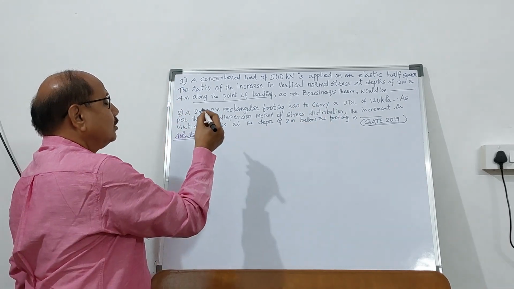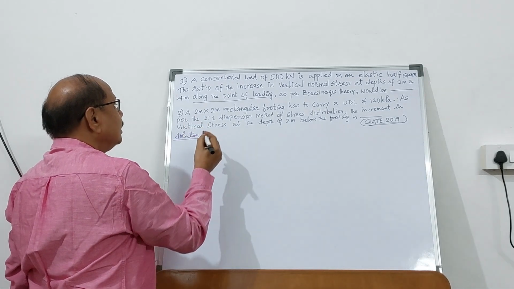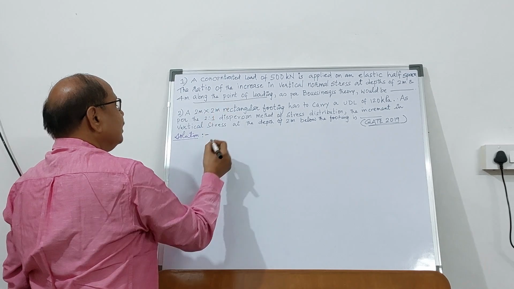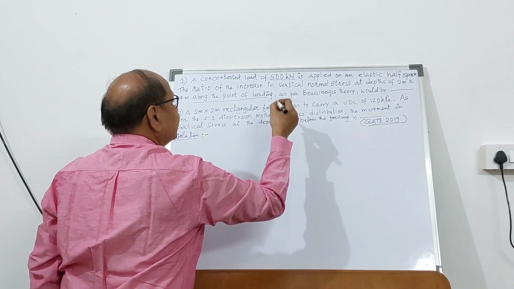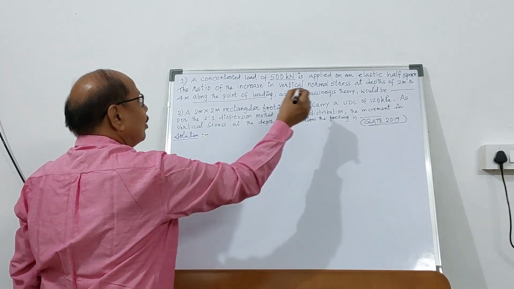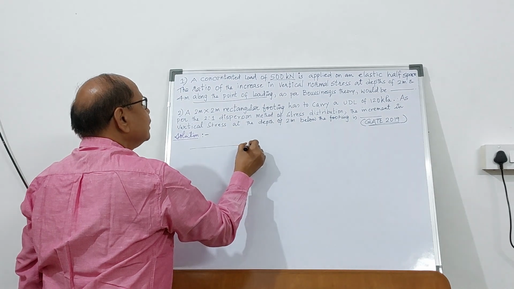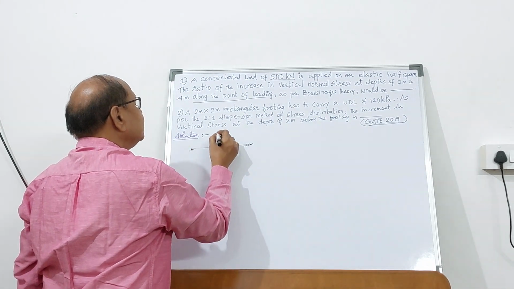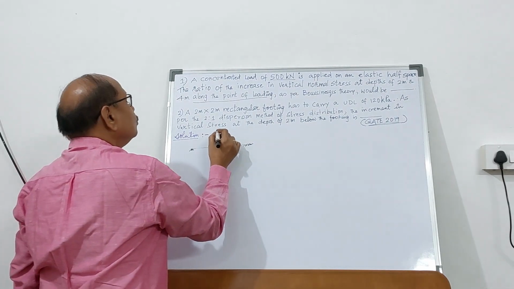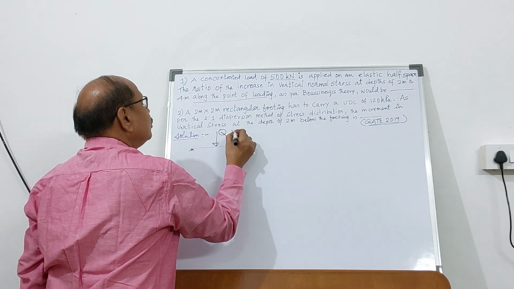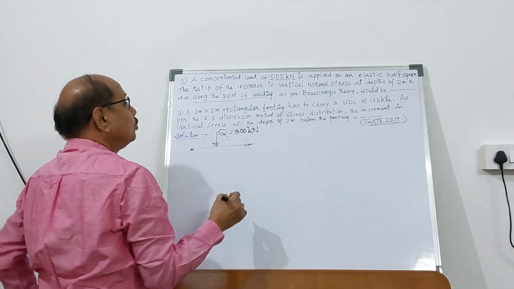So this is a 2019 GATE problem. Now you see the problem is that 500 kilonewton, that is Q equal to 500 kilonewton, is applied on an elastic half space. So this is the ground, which is considered as elastic half space, and this is the concentrated load Q. The magnitude of this is given to you as 500 kilonewton.